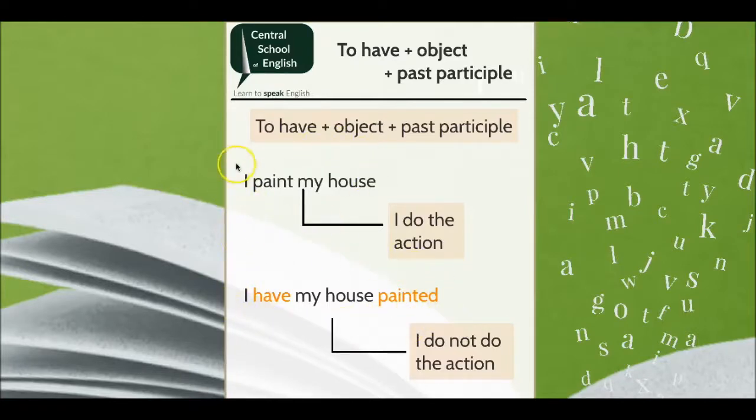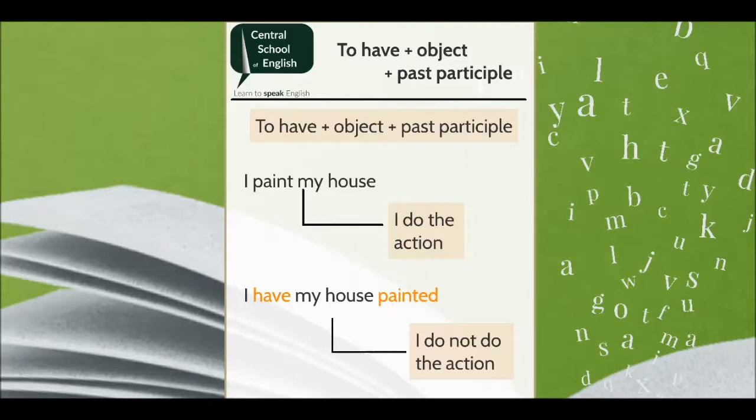In the first sentence, I paint my house, I do the action myself. I am the person who paints my house. In the second sentence, I have my house painted, I do not do the action. I do not paint my house. I pay someone to do this action for me.